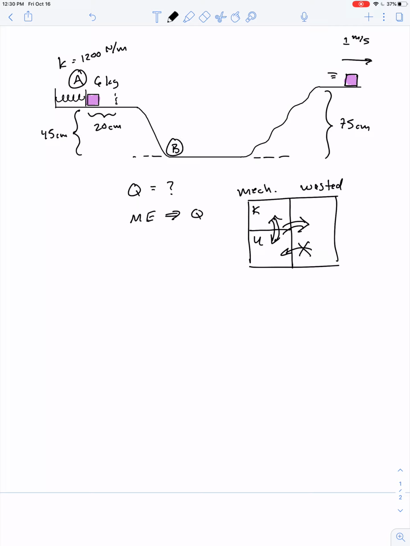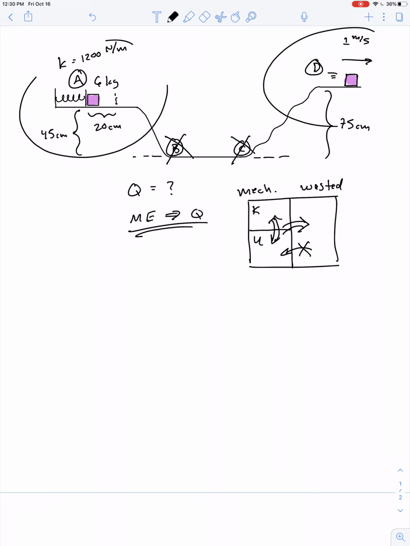Okay, so we'll label a point A in our diagram, consider all the energy there, and sure, there's a point B and a point C, we'll call this point D. We don't have to compute the energy at B or C in order to figure out how much mechanical energy was wasted as thermal. We can just compare the energy at the starting point to the energy at the final point. So all the energy at point A and all the energy at point D have to be equal.